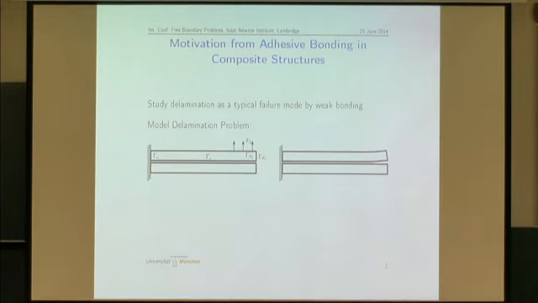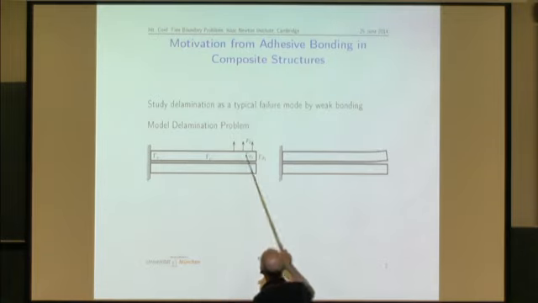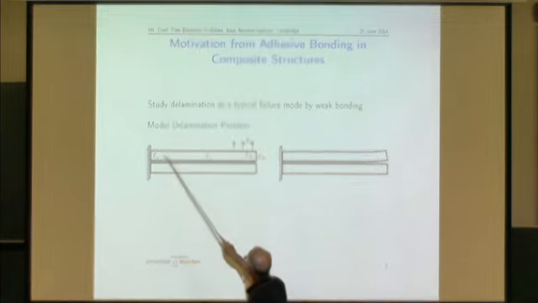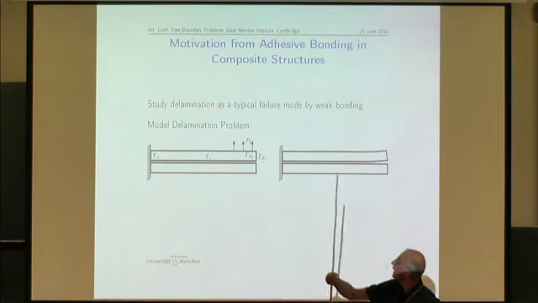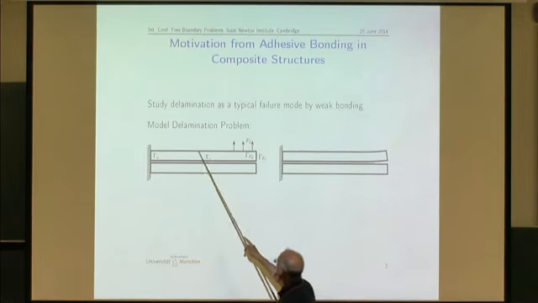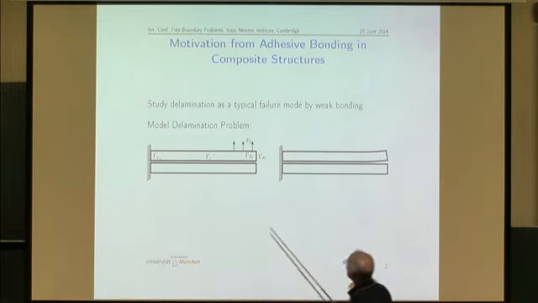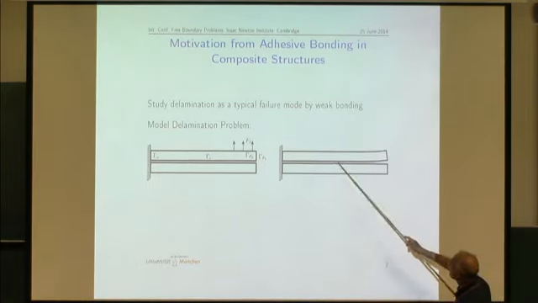I will use the pointer here. That is the problem. Here you have two beams, double cantilever beams. It is fixed here at the end. It is free here, and you pull it out, and between them there is this adhesive layer. And so the problem is to study a typical failure mode. This is a delamination of these two layers.